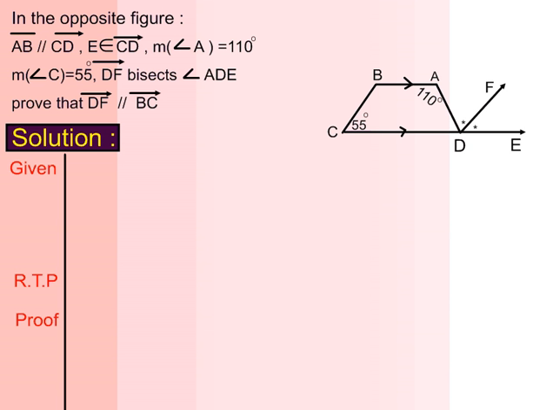Okay, in the next exercise, we have AB line segment and CD ray, they are parallel, and E belongs to CD ray, and the measure of angle A equals 110 degrees, and the measure of the angle C equals 55 degrees, and DF ray bisects the angle ADE. Prove that DF ray is parallel to BC ray.